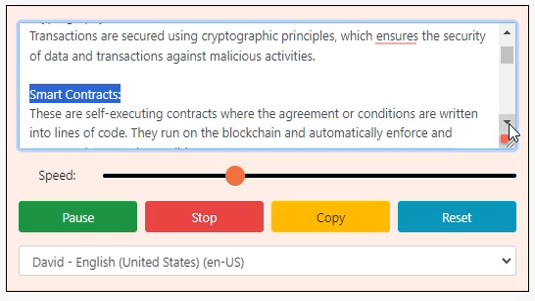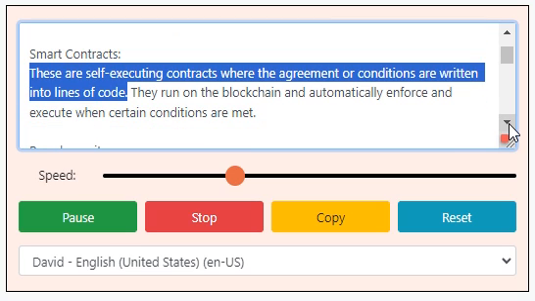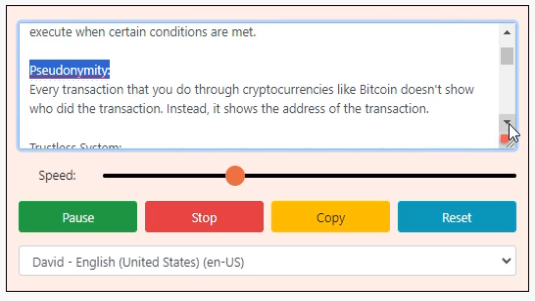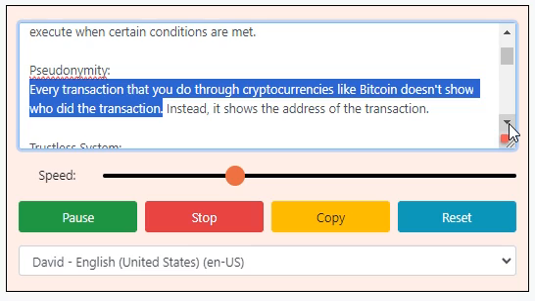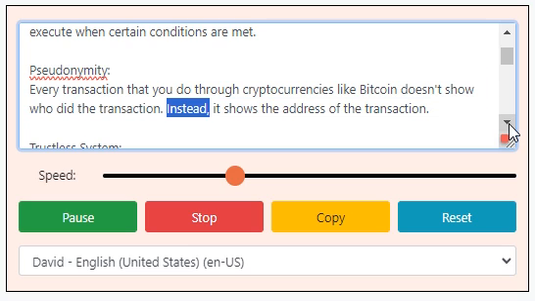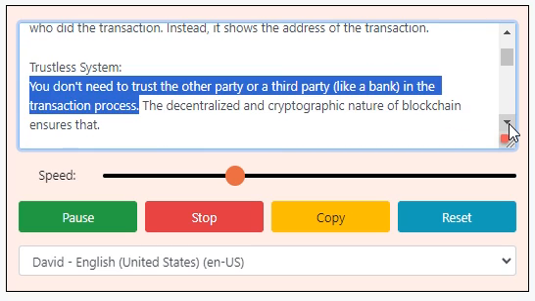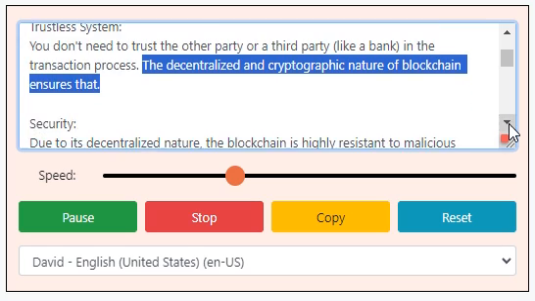Smart contracts. These are self-executing contracts where the agreement or conditions are written into lines of code. They run on the blockchain and automatically enforce and execute when certain conditions are met. Pseudonymity. Every transaction that you do through cryptocurrencies like Bitcoin doesn't show who did the transaction. Instead, it shows the address of the transaction. Trustless system. You don't need to trust the other party or a third party, like a bank, in the transaction process. The decentralized and cryptographic nature of blockchain ensures that.